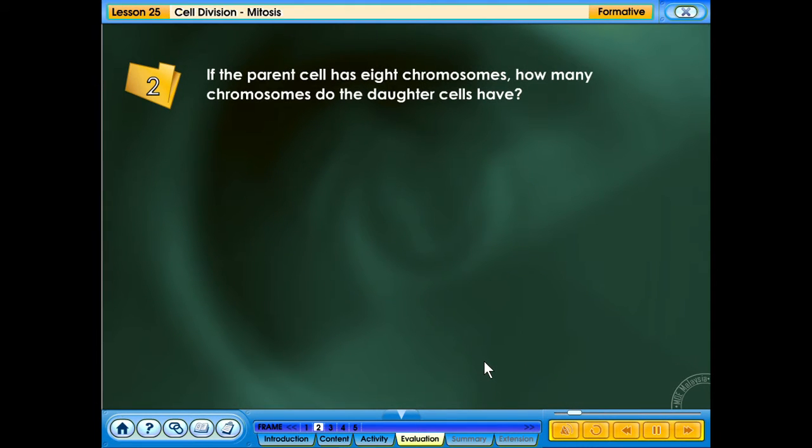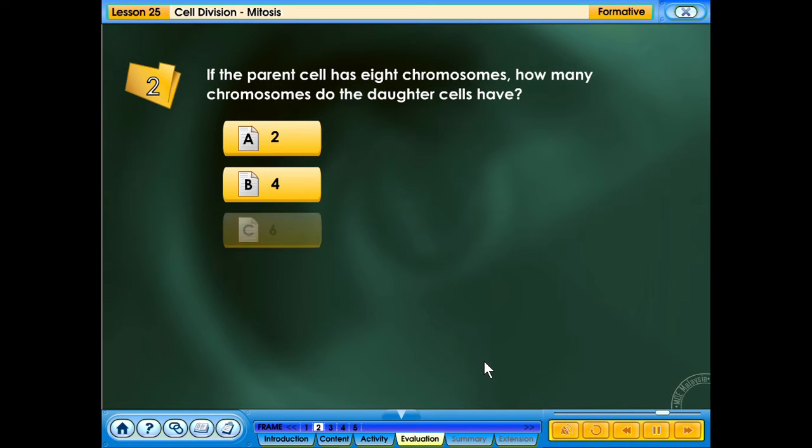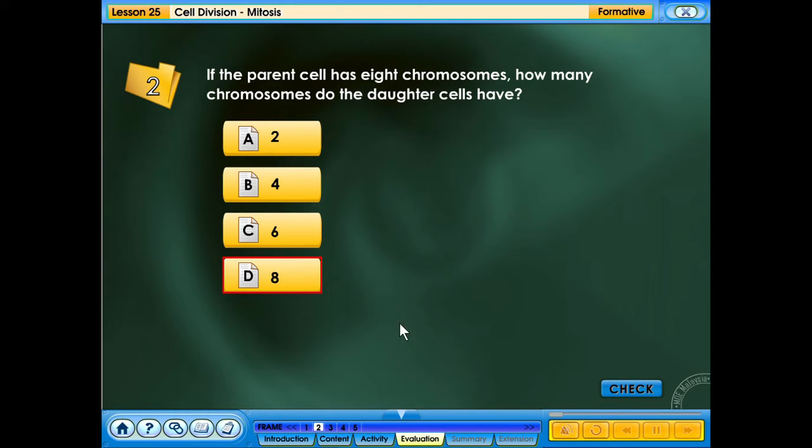If the parent cell has 8 chromosomes, how many chromosomes do the daughter cells have? A. 2. B. 4. C. 6. D. 8. Your answer is correct.